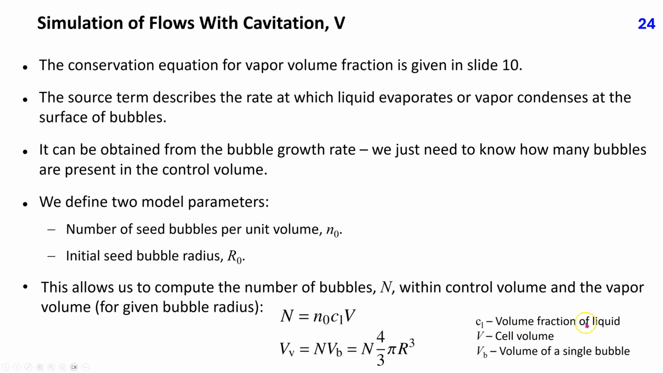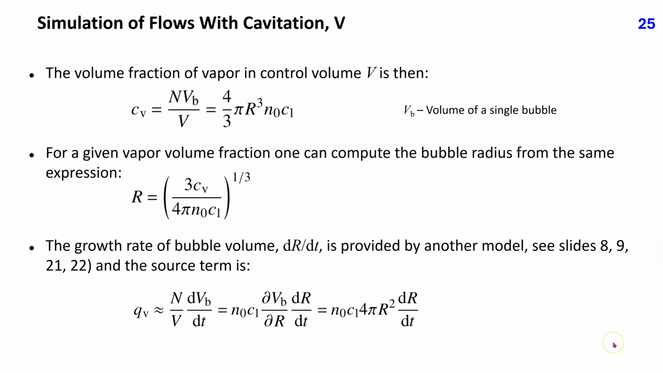Here Cl is volume fraction of liquid, V is the cell volume, and Vb is the volume of a single bubble. The volume fraction of vapor in control volume V is then equal to the product of the number of bubbles in the control volume and the volume of a single bubble divided by the cell volume. For a given vapor volume fraction, one can compute the bubble radius from the same equation as given by this expression. The growth rate of bubble volume, dr by dt, must be provided by another model.